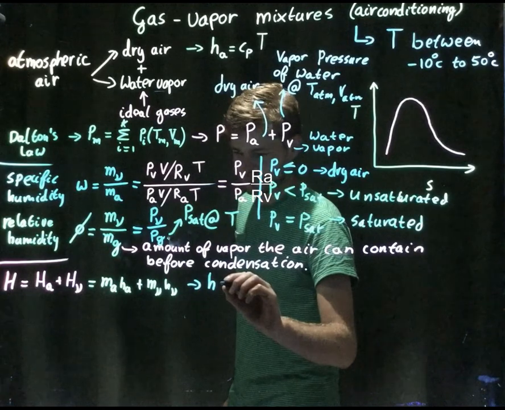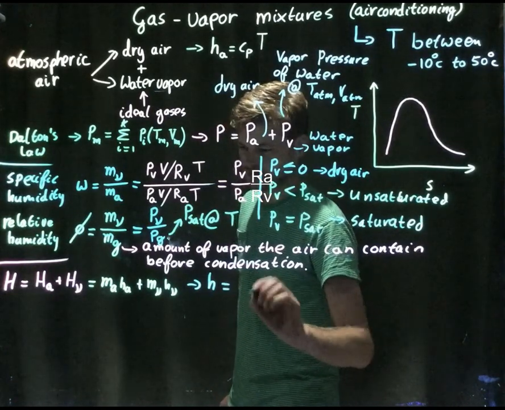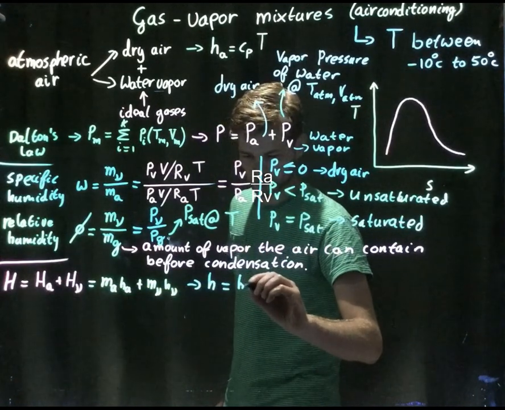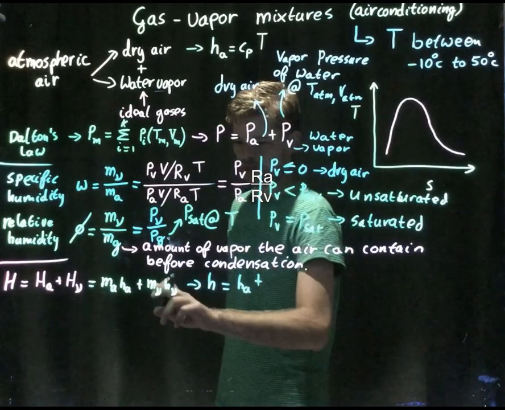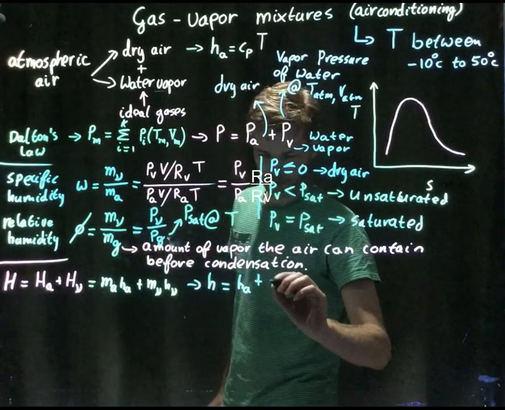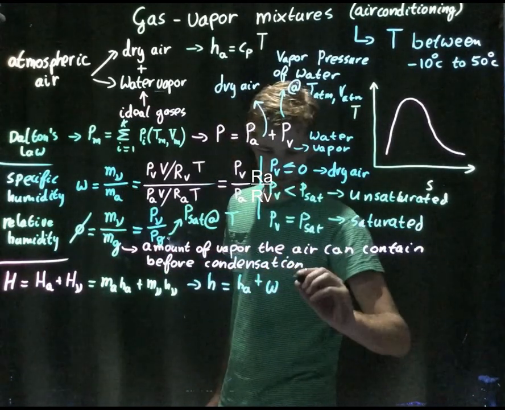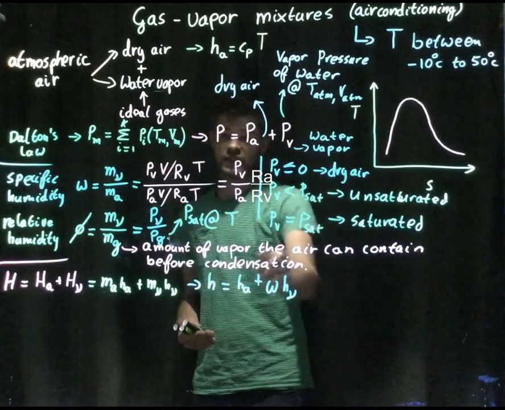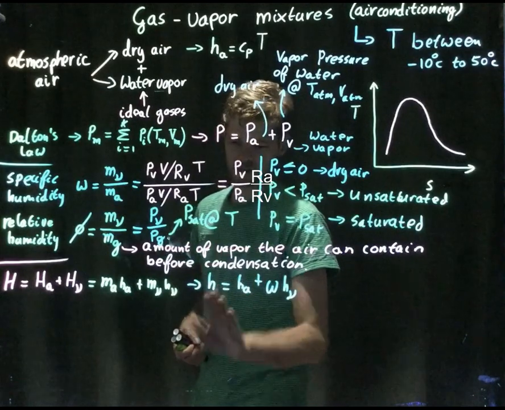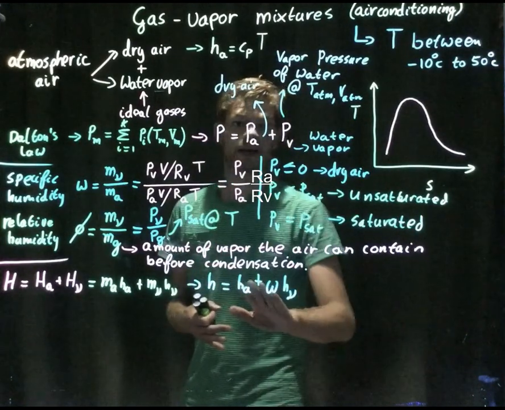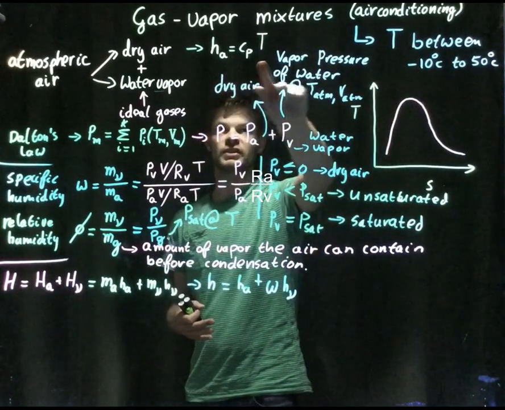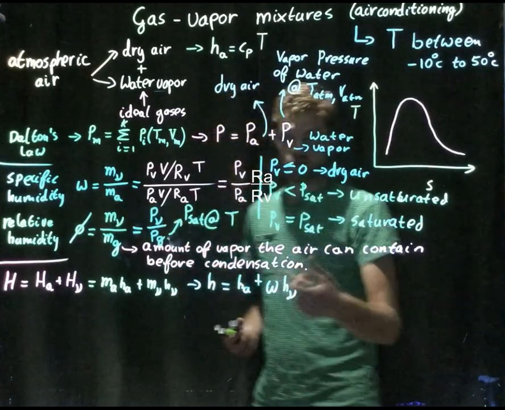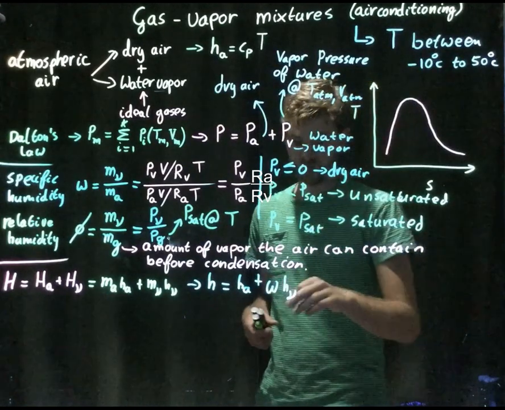My enthalpy, my specific enthalpy of my entire system, H, is equal to MA over MA, because I'm going to divide by MA, so it will result in HA, plus MV over MA, that's omega, and HV, of course, will remain over there. And this is actually a very convenient relation. Now I know that the total enthalpy can be described by the enthalpy of dry air, which I can easily define because that's over here, and the specific humidity multiplied by the enthalpy of my vapor.